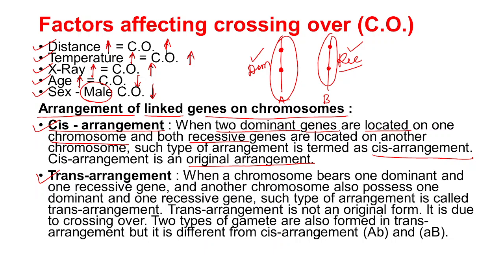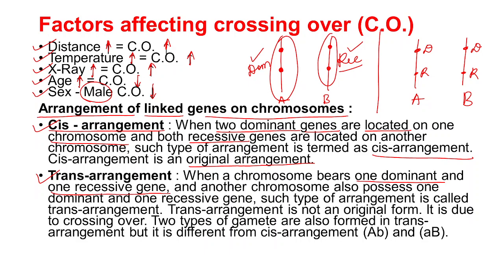But the next one, the trans arrangement, is just exactly opposite to the cis arrangement. What happens in the trans arrangement? A chromosome bears one dominant and one recessive gene, and another chromosome also possesses one dominant and one recessive gene. There will be 2 chromosomes, A and B, and on each one dominant gene and one recessive gene will be there. So, this type of arrangement is called what?